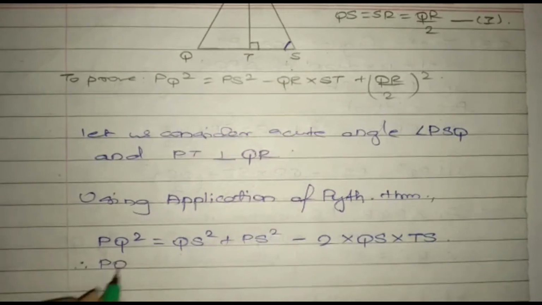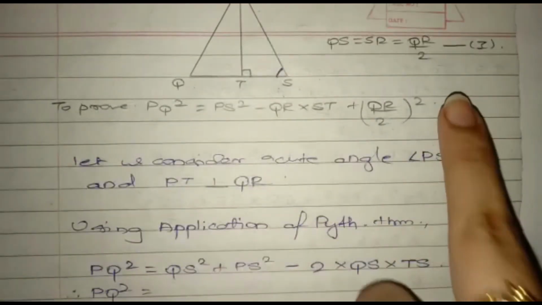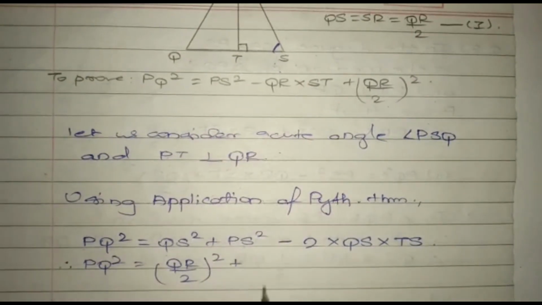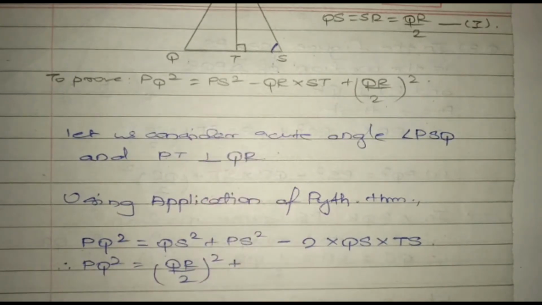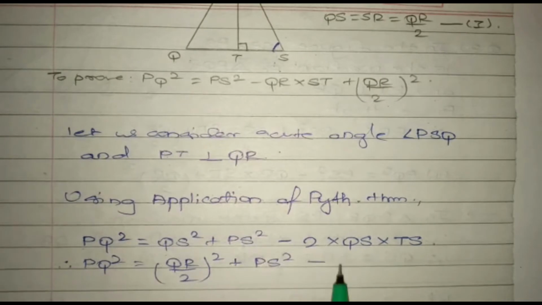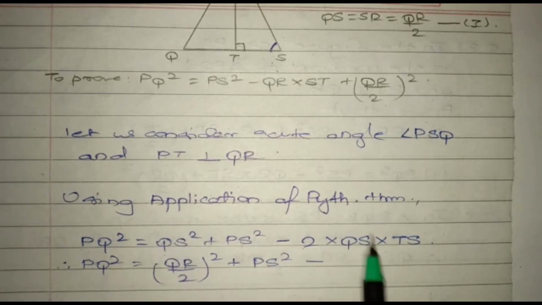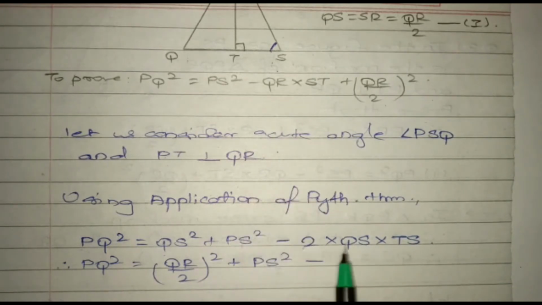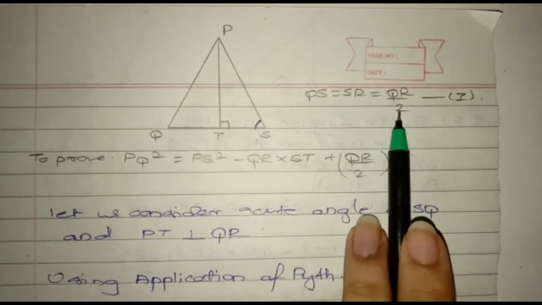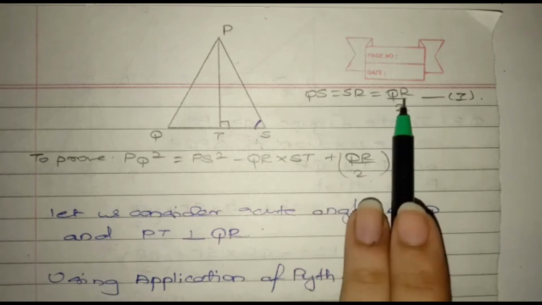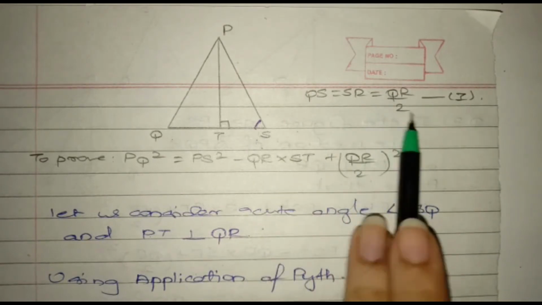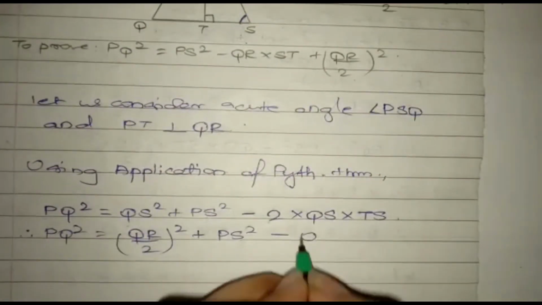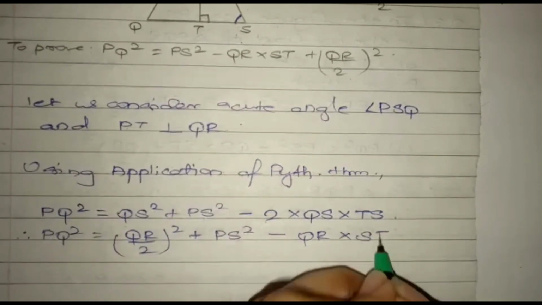Therefore PQ square is equal to QS, which is QR upon 2, QR upon 2 the whole square plus PS square, which is already needed. So we will write it as it is, minus. Now this 2 QS is not needed. ST is needed, but this 2 QS we have to substitute with QR. If we multiply this 2 on this side, then we will get 2 QS is equal to QR, and QR is needed here. So we will write this 2 QS as QR, minus QR into TS or ST, which is one and the same.